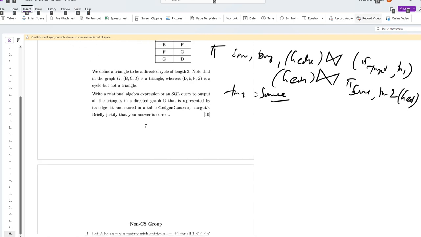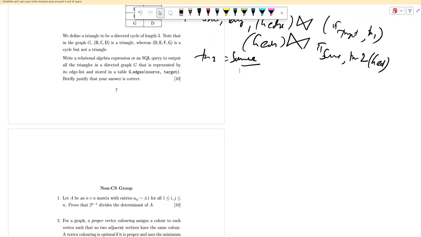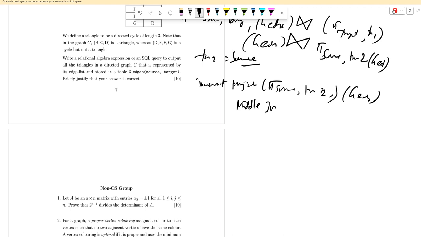Okay, so once you are done with the basic transformational changes, the expression performs the following steps. The innermost projection: there is a pi source, target 2 in G edges, which selects the source and the target 2 columns in the G edges table. And the middle join here: there is a pi target 1 and G edges in this case. We can directly go for it.